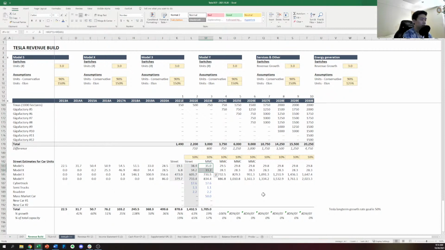The reason that these numbers are getting smaller for Model S and X is because I think people are assuming that with the 3 and Y, people are buying way more of those because it's a cheaper car. And that's kind of cannibalizing.